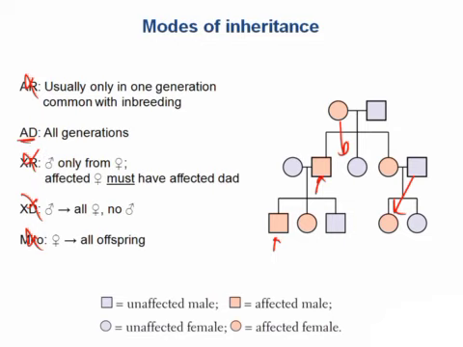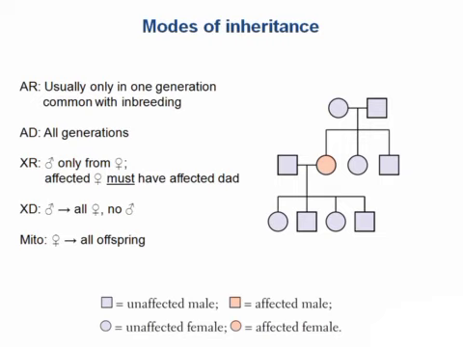Alright, I'll do just one more. So in this case, only one generation is affected. And as far as Step 1 is concerned, this will pretty much always mean that it's autosomal recessive.